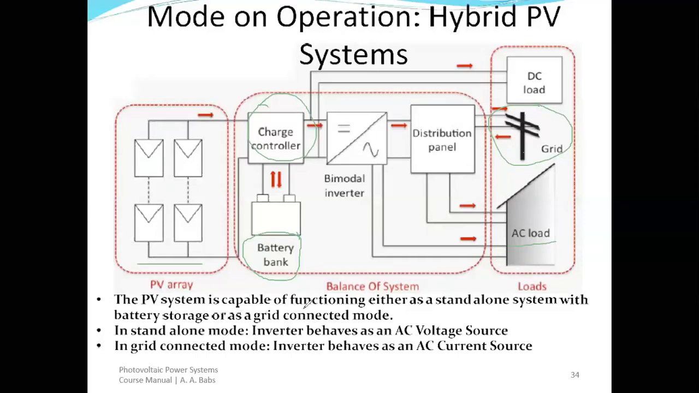The PV system is capable of functioning either as a standalone system with the battery storage or as grid-connected system. It can be in both modes. In standalone mode, the inverter behaves as an AC voltage source. In grid-connected mode, the inverter would behave as an AC current source, as we explained earlier.